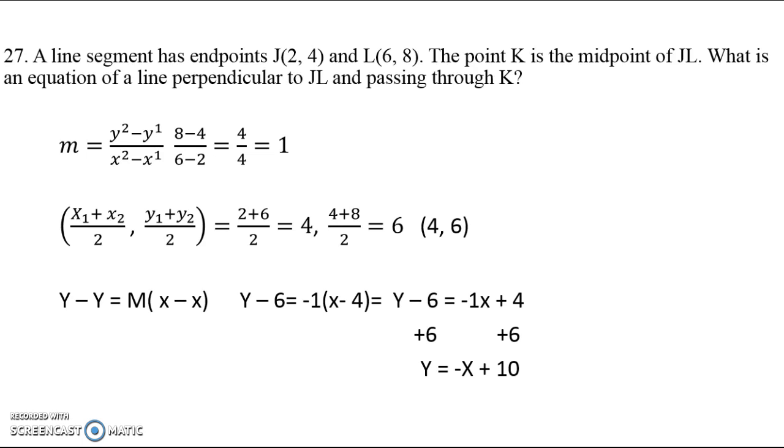Since we already found our slope on the top part, when we first did it, I brought down our point-slope formula, and it's y minus y1 equals m, parentheses, x minus x1.